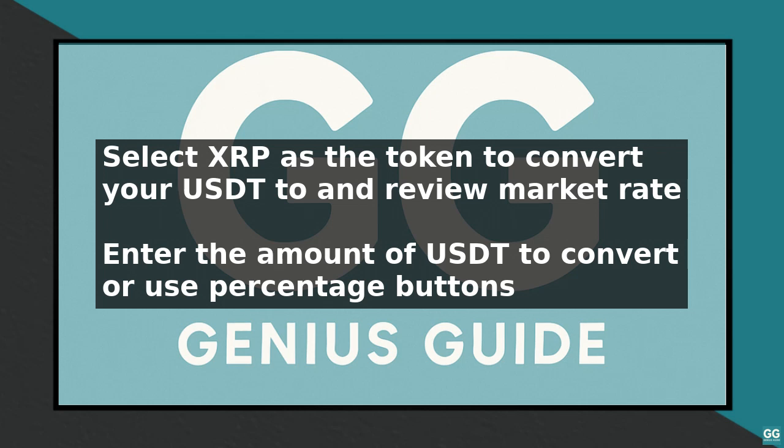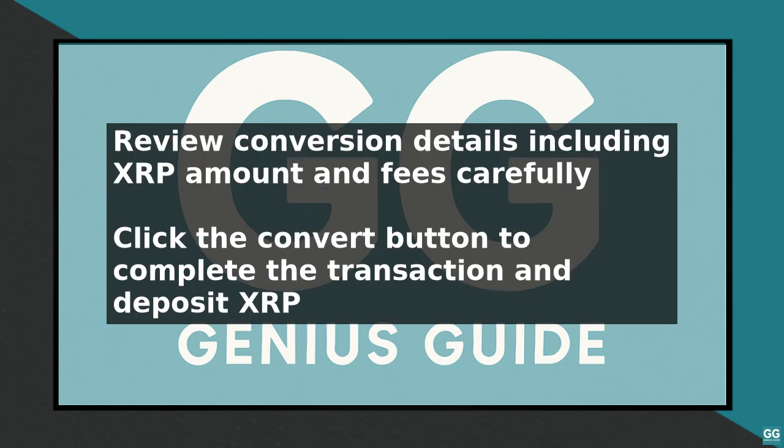So it is crucial to review the conversion details carefully before completing the transaction. Additionally, make sure you have sufficient USDT in your account to cover the amount you want to convert and any associated fees. By following these steps, you can easily convert your USDT to XRP on OKX and start trading or holding XRP in your account.